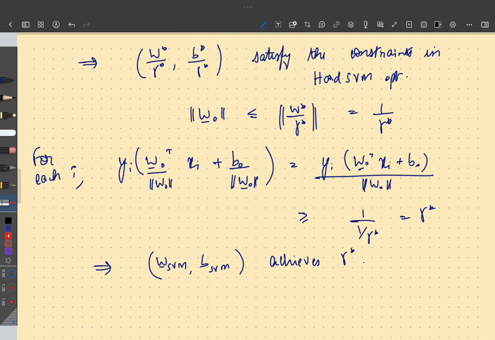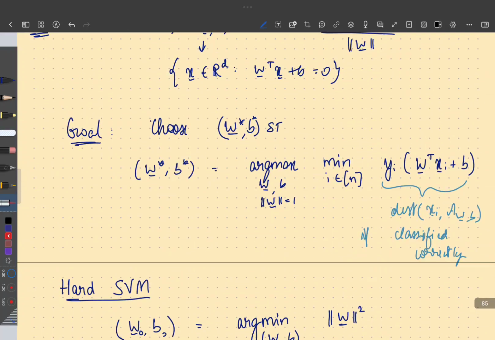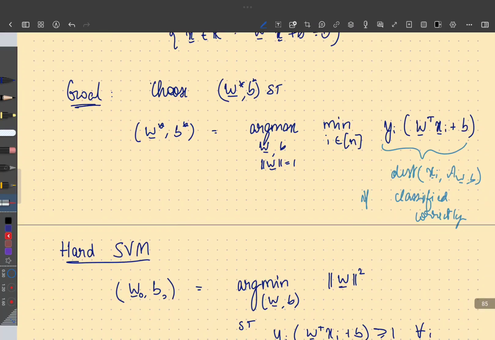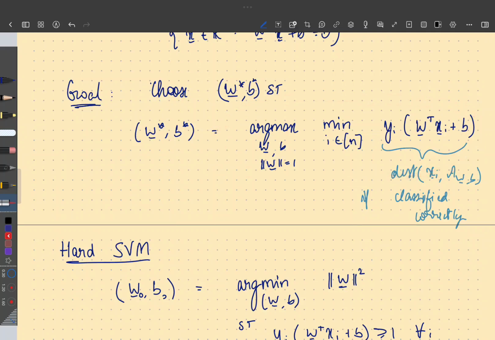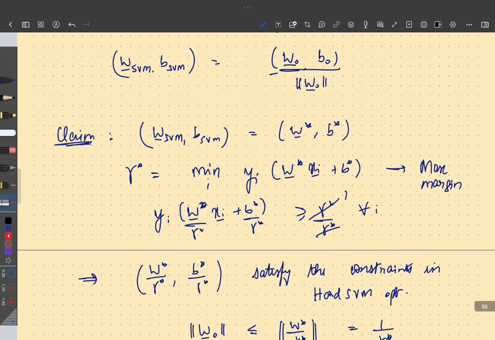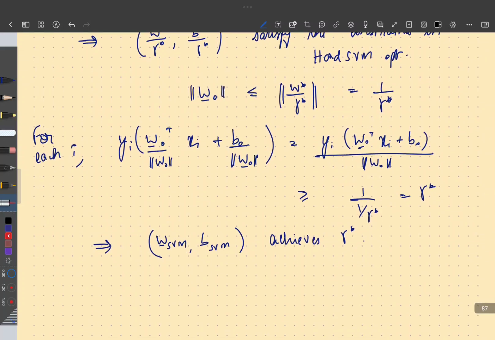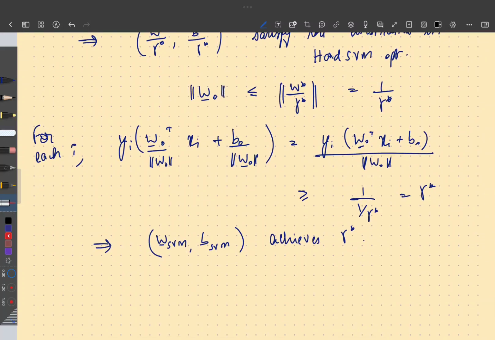Why is it equal to gamma star? Because gamma star by definition is the largest possible margin that I can achieve. It's equal to the max of this min over this. So this is the maximum possible margin over all possible hyperplanes. You can't do anything greater than gamma star, so it should be equal to gamma star.